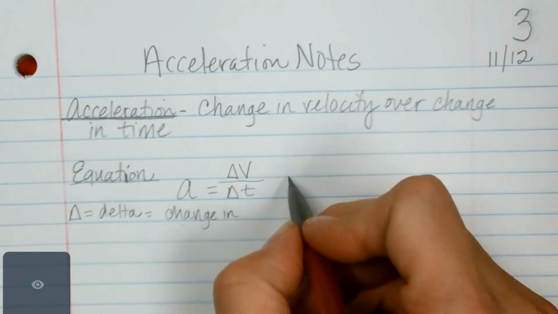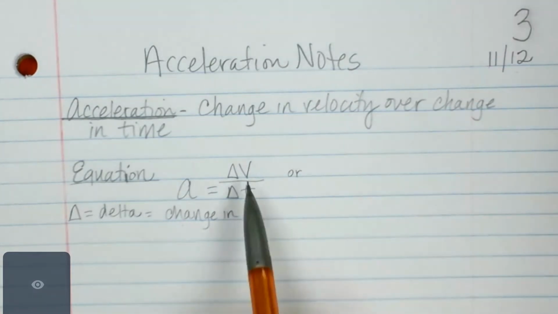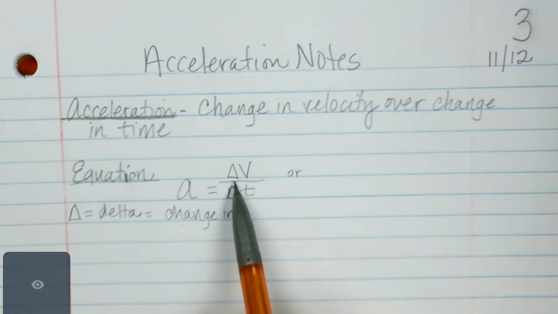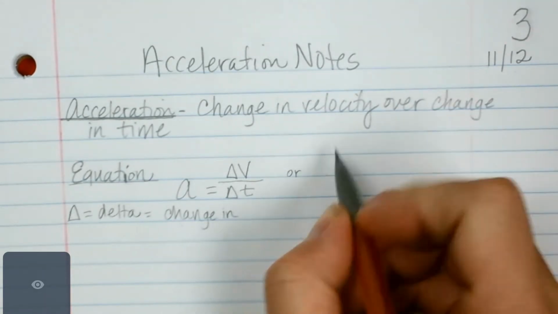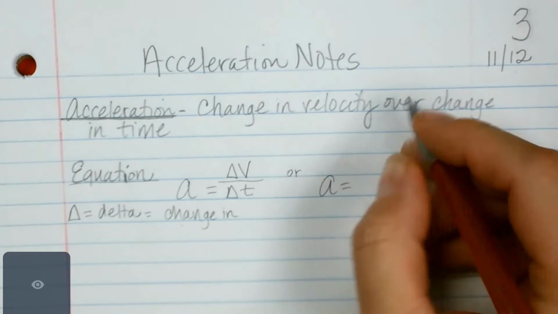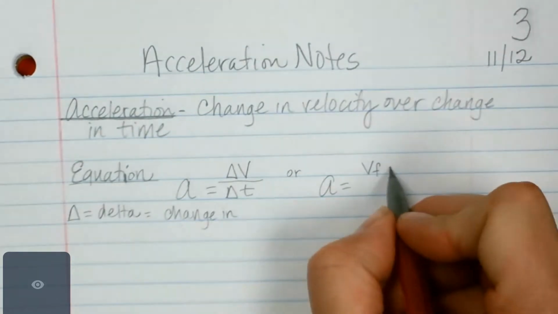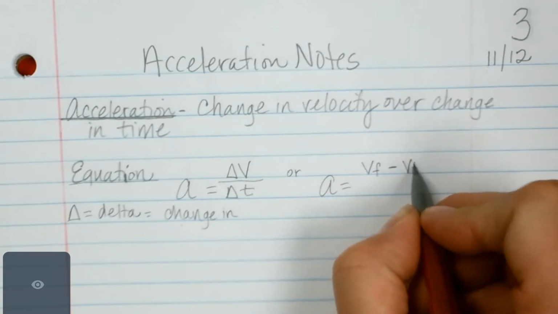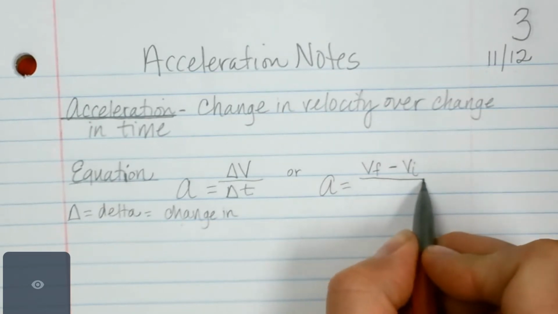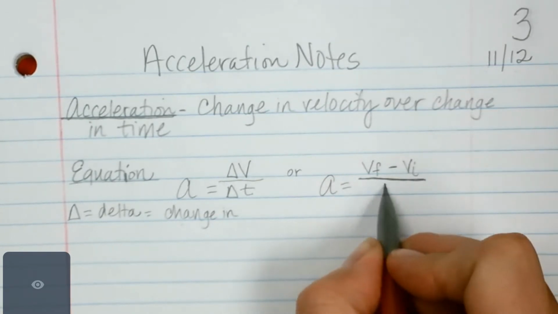So we also use a little formula for that on the top. To get the change in velocity, we need the difference in velocity. So we need to know what it started at and what it finished at, and then we have to make a subtraction problem. So we would also say acceleration equals VF, which is final velocity, minus VI, which is initial velocity, over time, which is T.